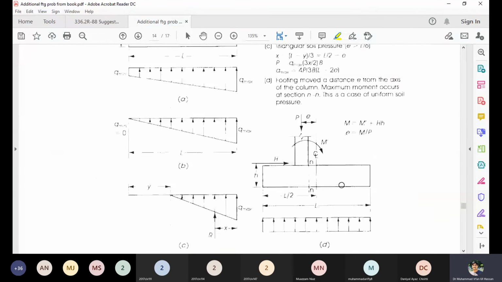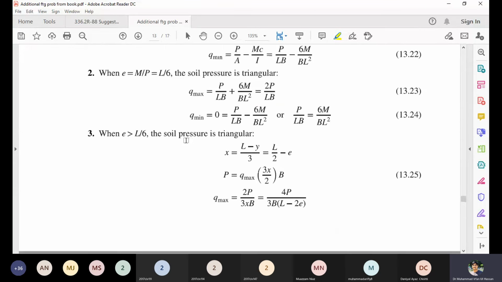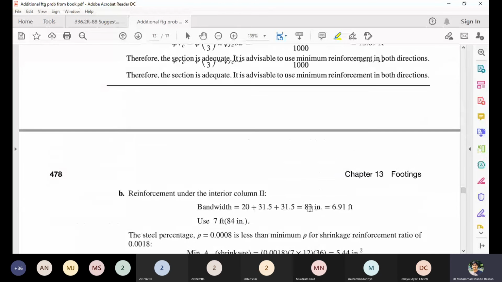Theoretically speaking, the design of foundation is over, and we will start the next topic now. I will provide you these two handouts also today that were discussed, and you should try practicing these problems. Okay. If you have any questions, you can ask.